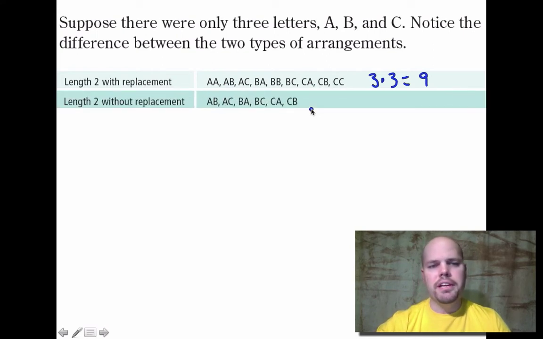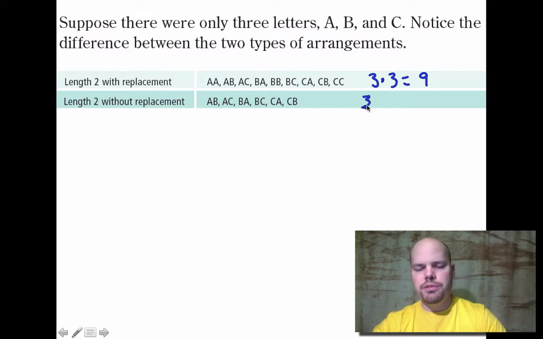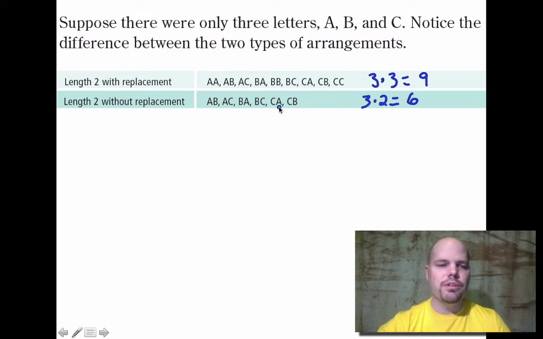Okay. What about a length 2 without replacement? This is a permutation. So we go AB, AC, BA, BC, CA, CB. So that means you had 3 choices for the first letter, but without replacement, meaning one letter's been taken away, so it'd be 3 times 2, because 3 choices for the first letter, and then only 2 choices for the second letter, which only gives you 6. So that's the difference between with replacement and without replacement. You can't use the same one over.